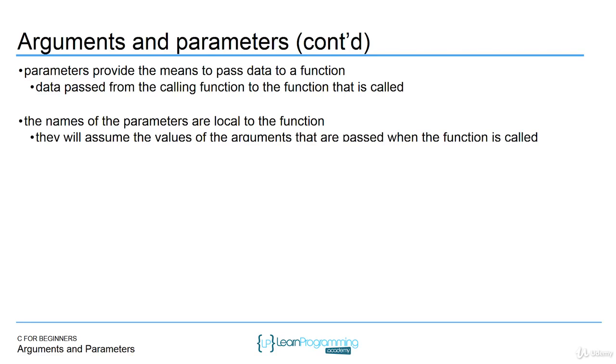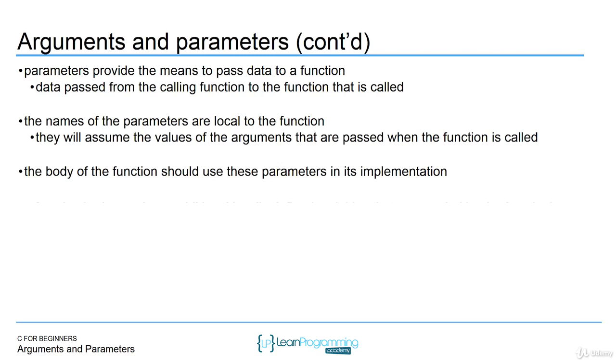So if you have a function called add, and you pass in the value 5 as an argument, and you have a function with a parameter x, x is going to be equal to 5 anywhere in the function body. The body of the function should use these parameters in its implementation. If it doesn't, then they shouldn't have been passed. If you have a parameter variable defined in your function declaration and definition, and you never use that variable inside the function, that's wasteful. Don't include it. Don't send data to a function that's not using it.